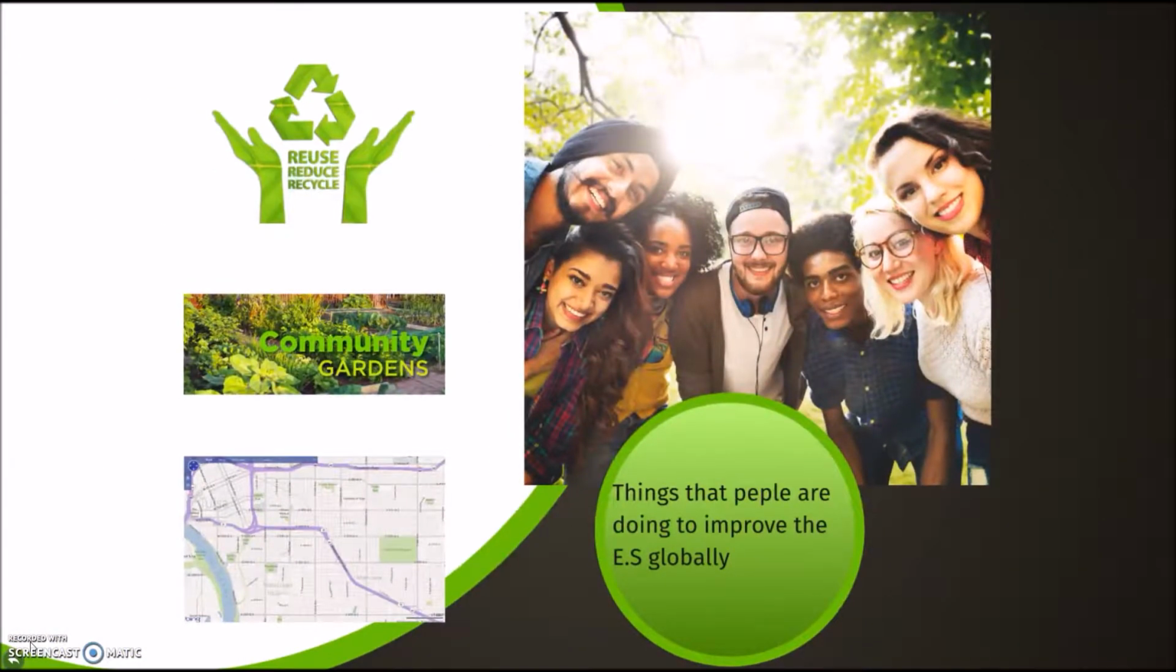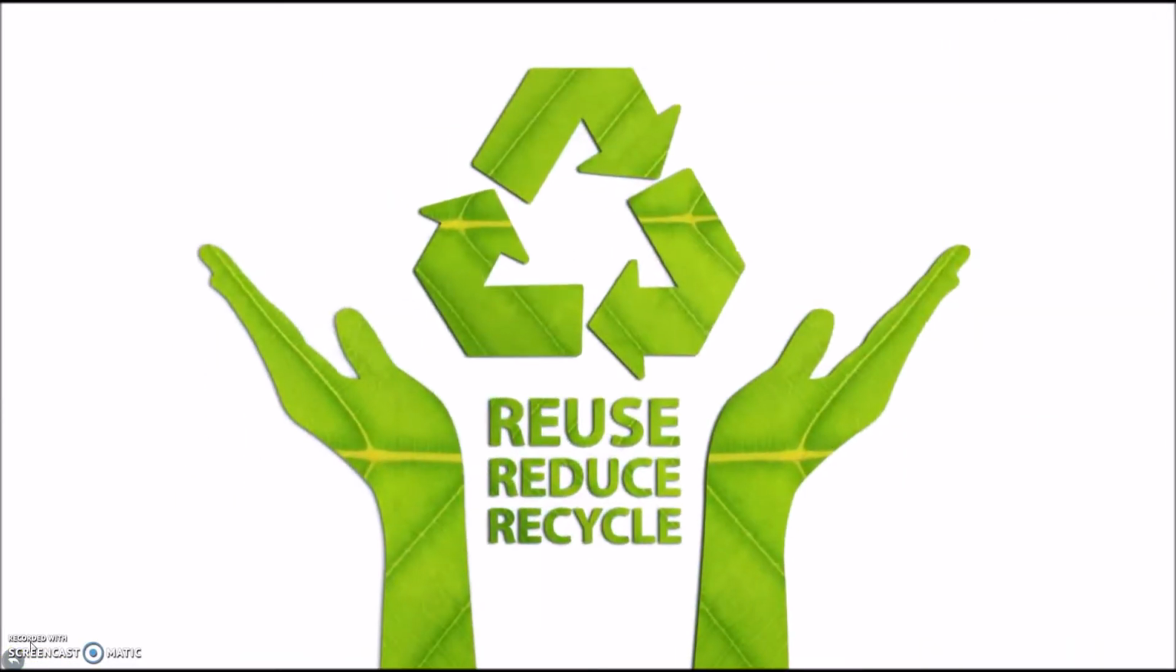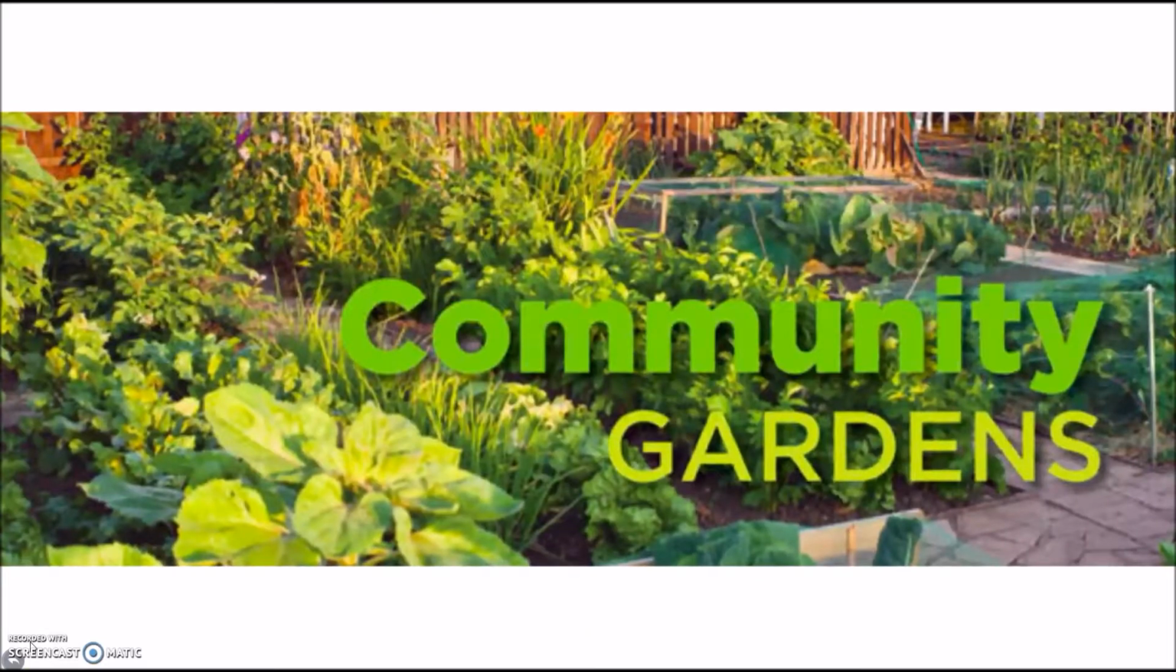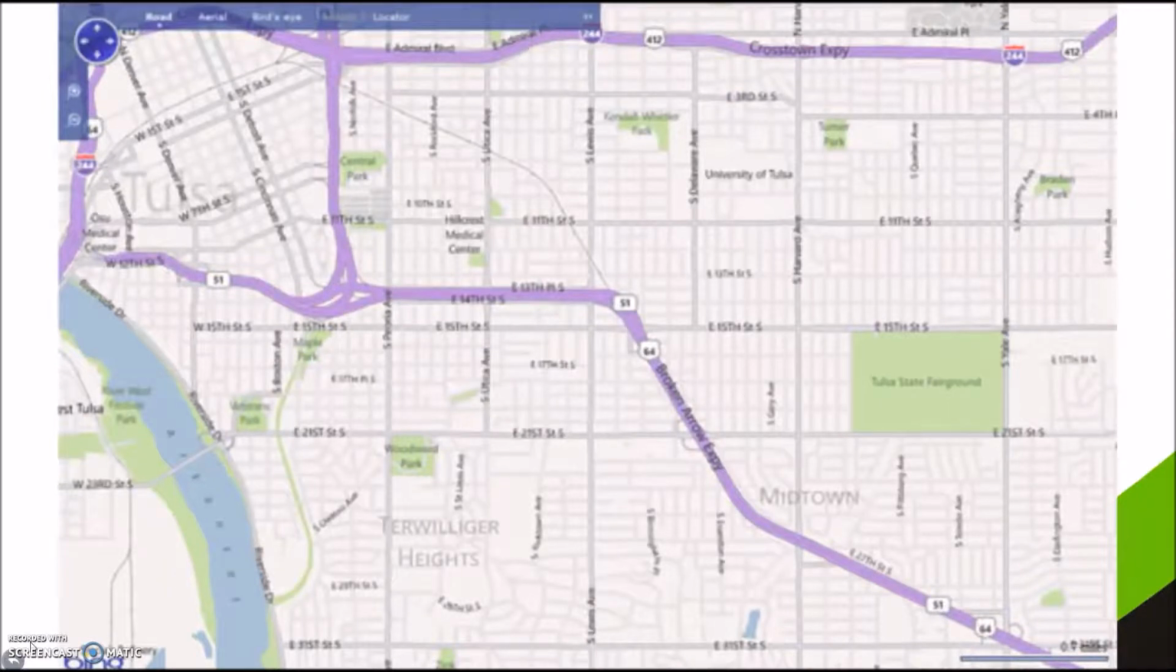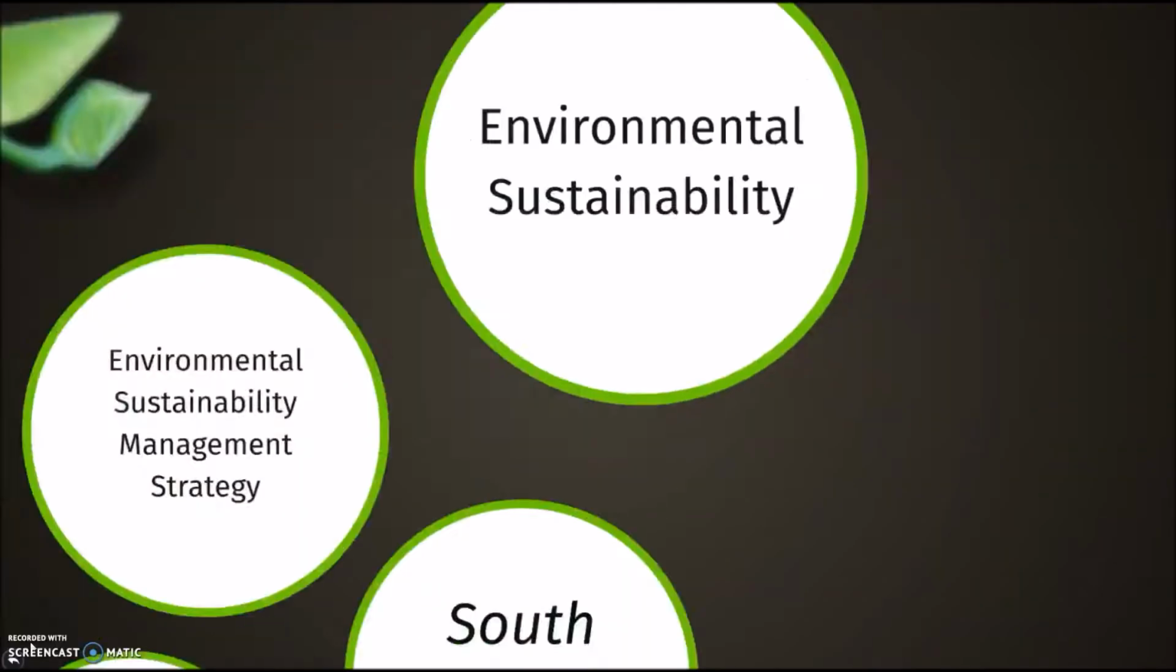Now, things that people are doing to improve environmental sustainability globally is that people are reducing, reusing, and recycling materials. People are doing community gardens, and people are finding street grids to use. Therefore, they'll be able to calculate the shortest route to and from wherever they're going, reducing the amount of CO2 emissions or toxic gases released by their vehicles.